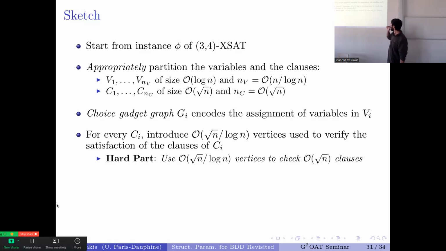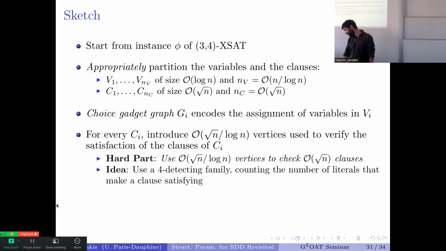And then for every closed subset, we introduce that many vertices. These vertices are obtained by a d-detecting family on the function where d is equal to 4, because your function goes from 0, because you might not be satisfied, up to 3, because it might be that you are satisfied due to all of your literals. And these vertices are obtained by a detecting family of the clauses of Ci.